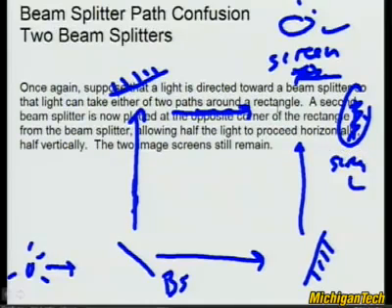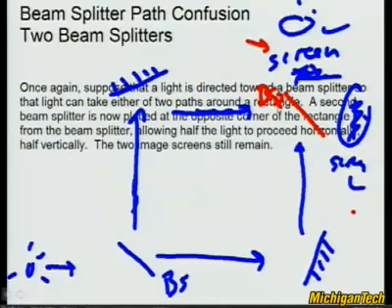And say, once again, suppose the light is directed toward the beam splitter so the light can either take two paths. However, now a second beam splitter is placed in the opposite corner of the rectangle from the original beam splitter, allowing half light to proceed horizontally and half vertically. So I'm going to switch colors here. And we're going to put the other beam splitter here. BS 2 for other beam splitter. Now, when you see something on this screen here, it could have come from the lower path because it just went through, or it could have come from the upper path and been deflected that way.